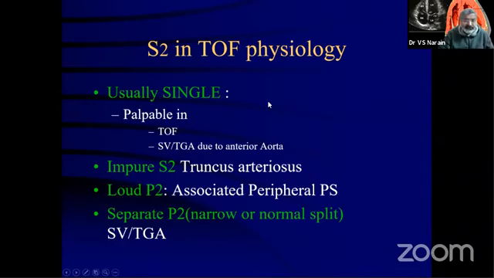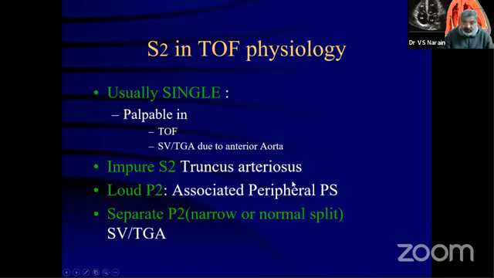S2 in tetralogy physiology is usually single. It is palpable in transposition of great arteries, even in tetralogy, because the aorta is now situated anteriorly. So you can have an S2 because of a loud A2 being heard on the left side, and even palpable because the aorta is now anterior. A single S2 means truncus.